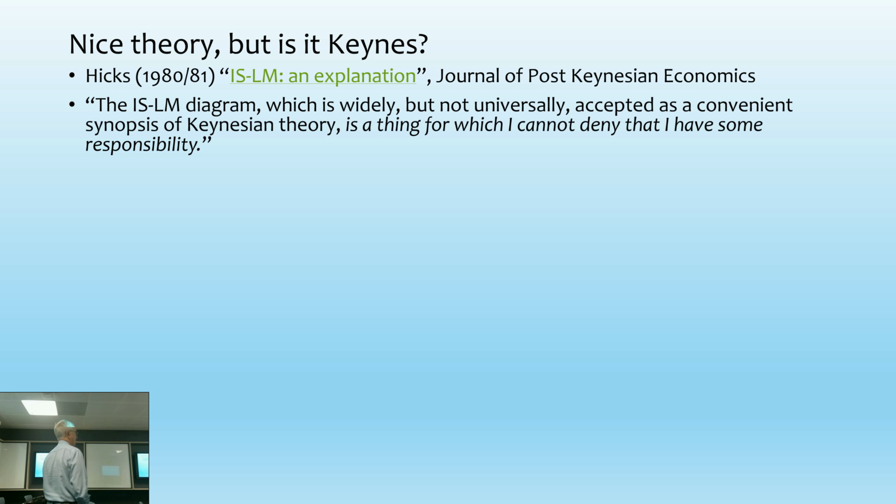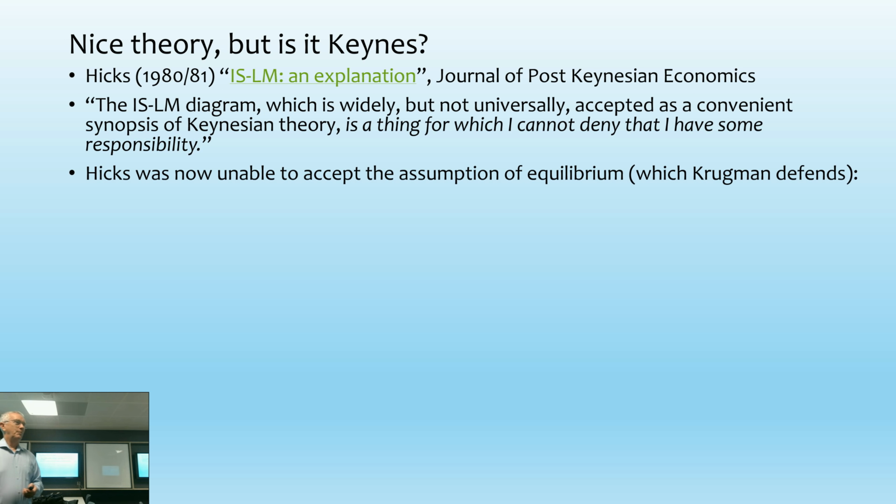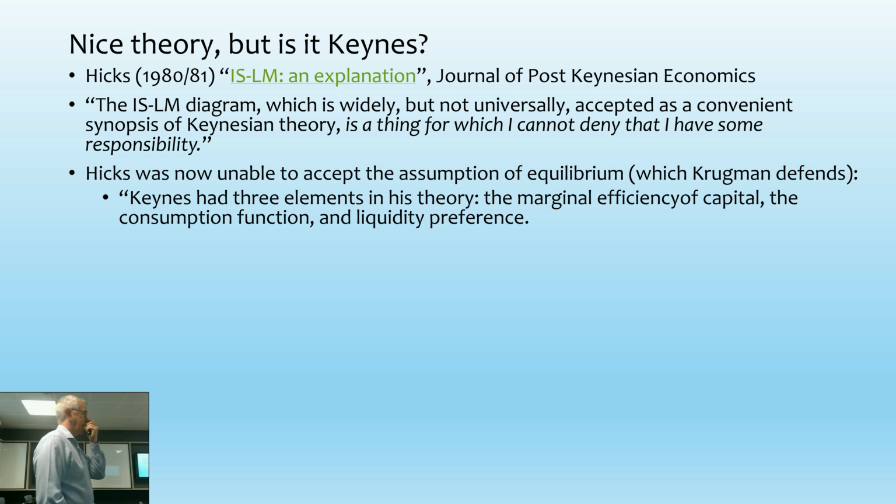And I just love the way this article starts. The way I describe it in Debunking Economics is it's not an explanation, it's an apology. This is the opening sentence: "The ISLM diagram, which is used widely but not universally accepted as a convenient synopsis of Keynesian theory, is a thing for which I cannot deny I have some responsibility." Well, that's an enthusiastic endorsement, isn't it? And what he said was he can no longer accept that you can use equilibrium to organise your thinking about the macroeconomy, at the most crucial times in particular.